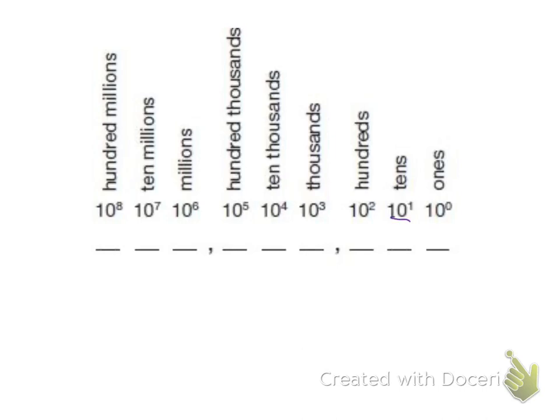10 to the first power is the tens place. 10 squared is the hundreds. 10 cubed is thousands. 10 to the fourth power is 10,000s. 10 to the fifth is 100,000s. 10 to the sixth is millions. 10 to the seventh is 10 millions. And 10 to the eighth is 100 millions.